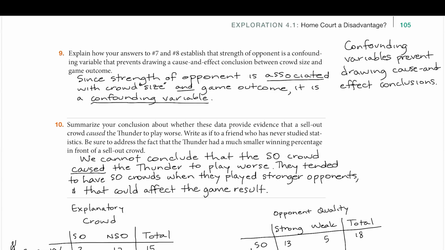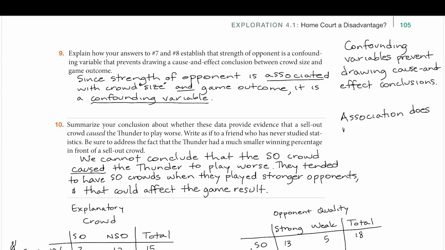And so they ask us in number 10 to write a summary to somebody who is not familiar with statistics. So we can't conclude that the sellout crowd caused the Thunder to play worse. What happened was they tended to have sellout crowds when they played against stronger opponents, and that's what could have affected the game result.